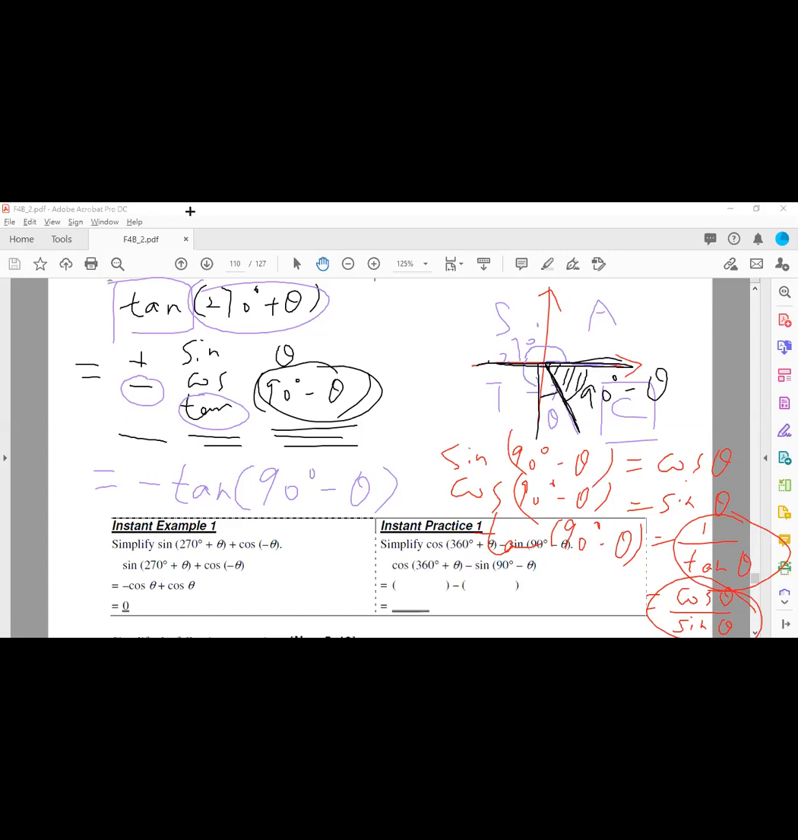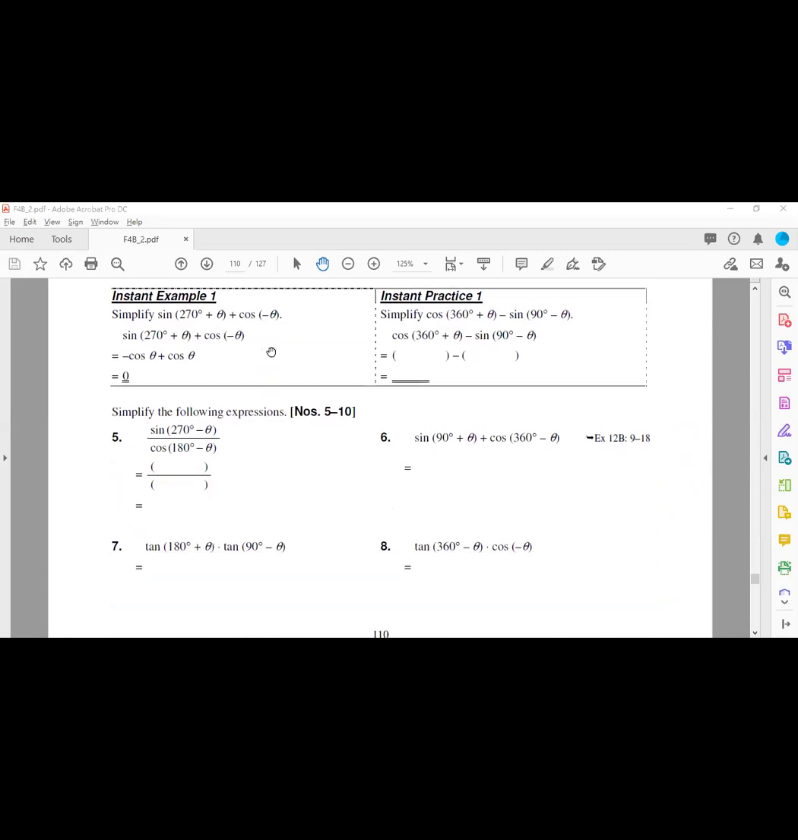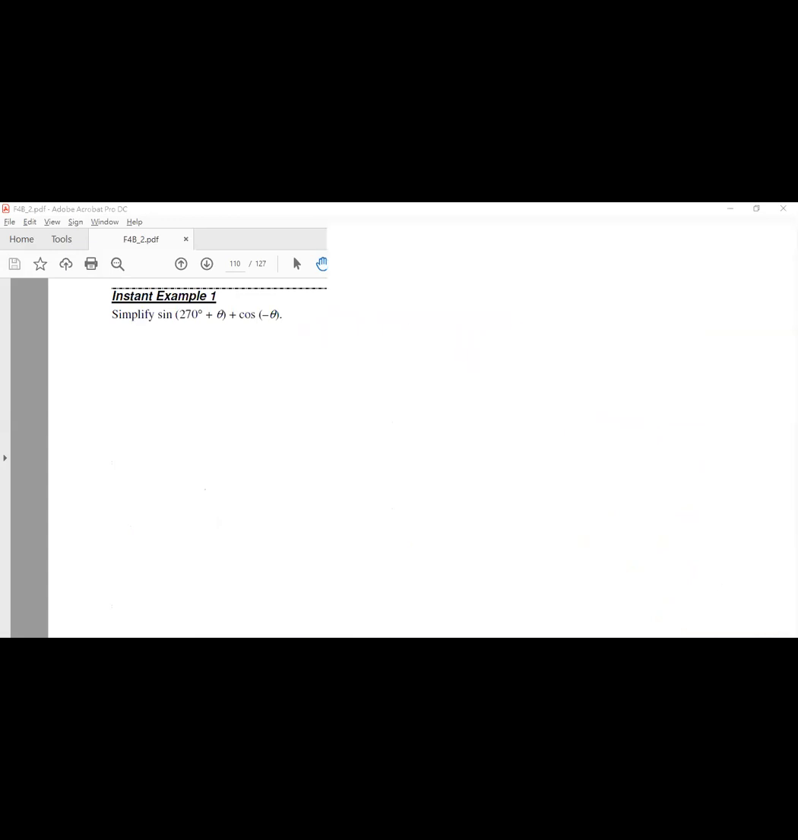so I'm going to clear the board and do example 1. Let's talk about example 1. I suggest you really follow me step by step, because you cannot memorise so many identities. We need to simplify sine 270 degrees plus theta and cosine negative theta one by one.